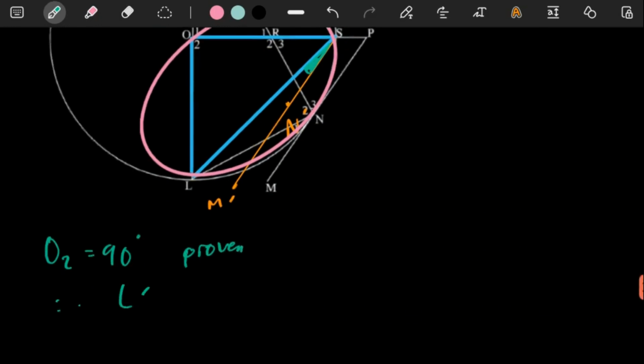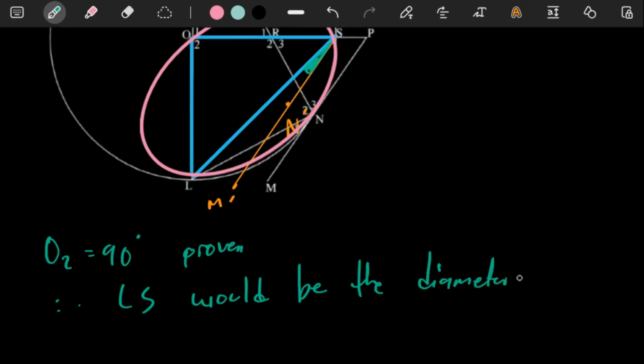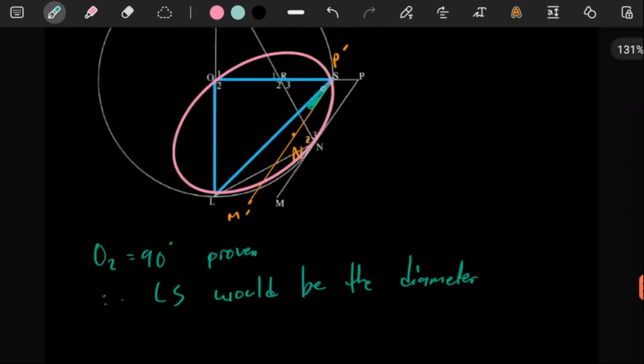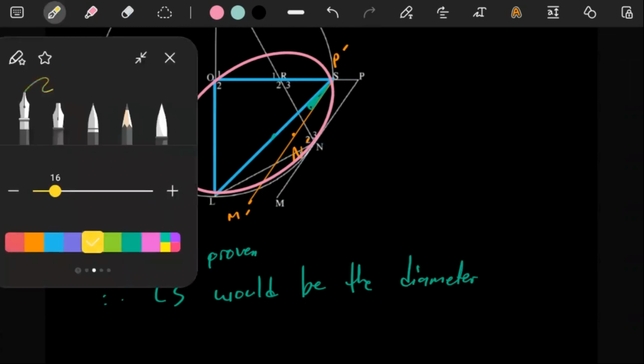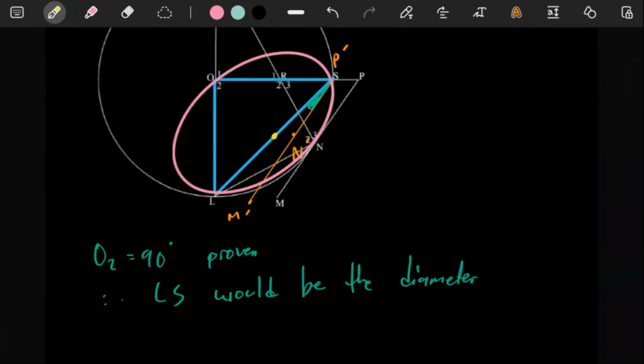Therefore, LS would be the diameter. That's point number one. You see, this is a diameter. If this was a tangent, it would need to... it's not working here. But let's just see, LS would be the diameter. Where am I going with that? I'm trying to say that the center would be somewhere here. Okay, perfect.